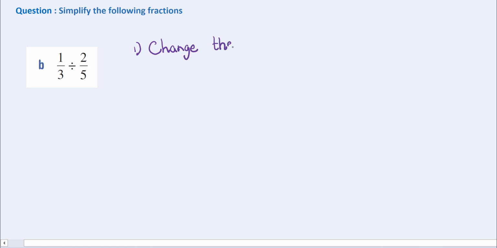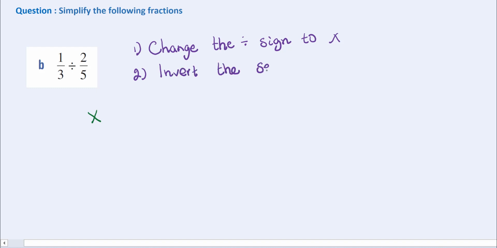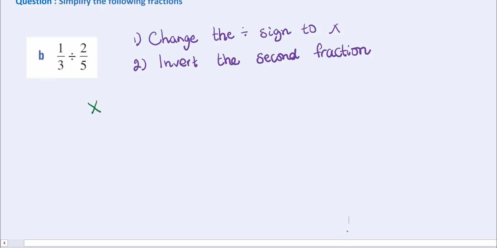So the first step when you're dividing fractions is you need to change the division sign into your multiplying sign. So I'm just going to put that multiply sign there. Now, once you've done that, you need to invert or flip that second fraction. So you're going to change the number from the bottom and put it to the top and put the top number at the bottom, or you're just flipping that fraction.